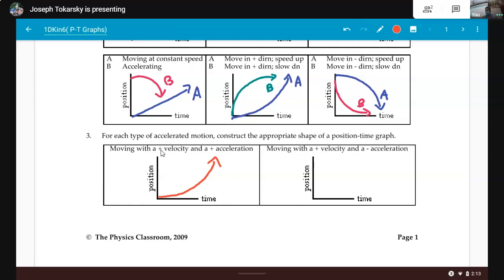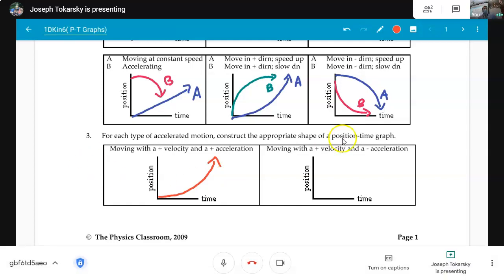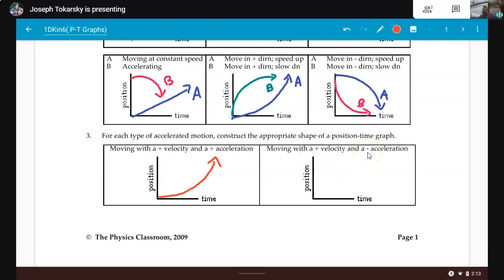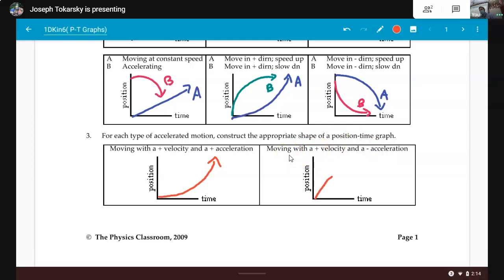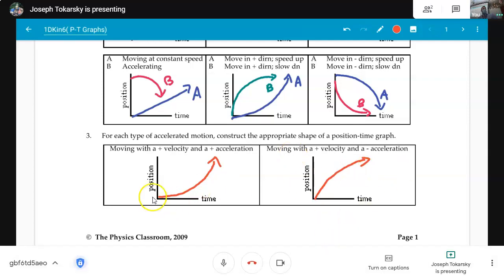All right, the next one says moving with a positive velocity and negative acceleration. If they're opposite signs, that's got to mean slowing down. But slowing down, if we're going with a positive velocity, that means we're going in the positive direction. Slowing down in the positive direction, we've got to go upward as well, but slowing down means it's got to flatten off. This one we got steeper, that's why it's speeding up. This one's flattening off, that's why it's slowing down.